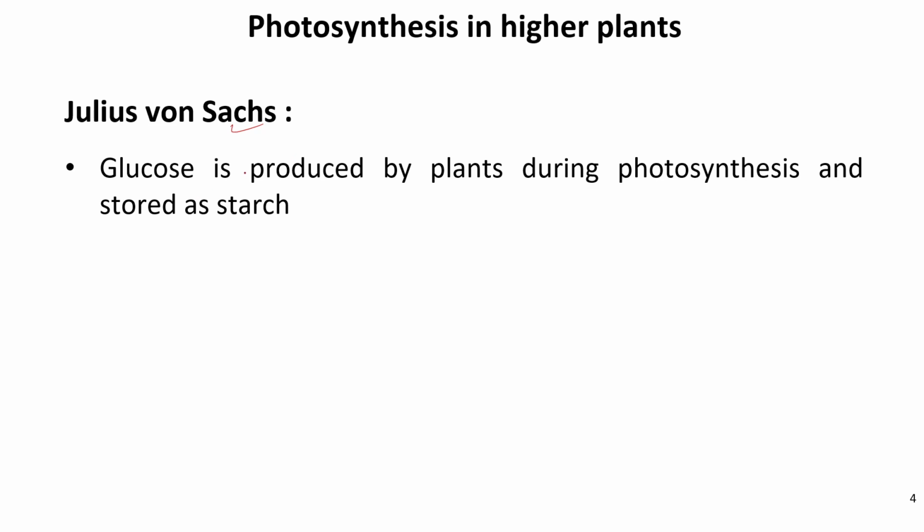Next is the name of Julius von Sachs. Okay, so what he did, he said that glucose is produced by the plants during photosynthesis, which we know is true now, okay, and stored as starch. So storage material in plants is starch.